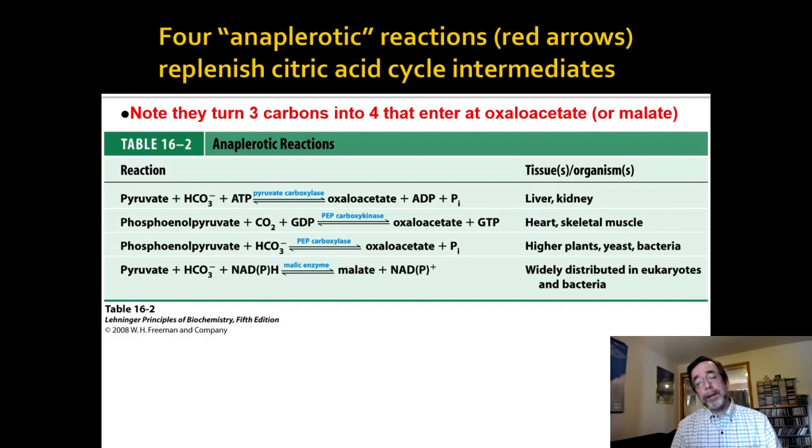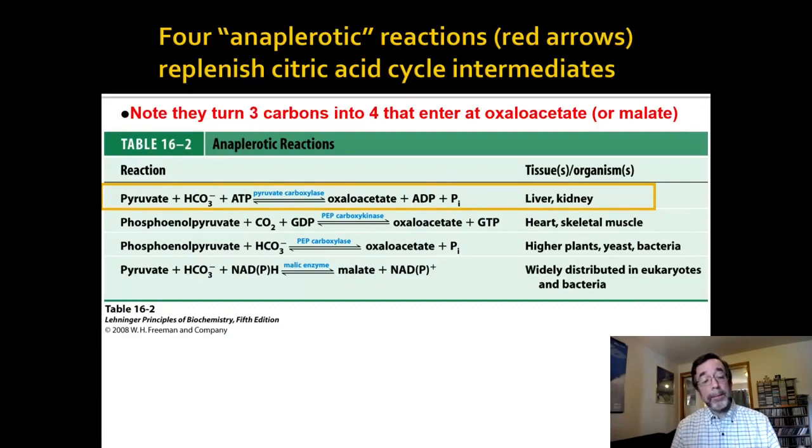The main one that is most important to your body takes place in the liver and kidney, and it's the top one, which is pyruvate carboxylase. It's the only one that is the main one that makes pyruvate into oxaloacetate for your body. You can also take pyruvate and do a similar thing to turn it into malate, but that's malic enzyme, and it's more widely distributed. It's more of a bacterial or plant function. What animals do is pyruvate carboxylase, and I'm going to talk about that.